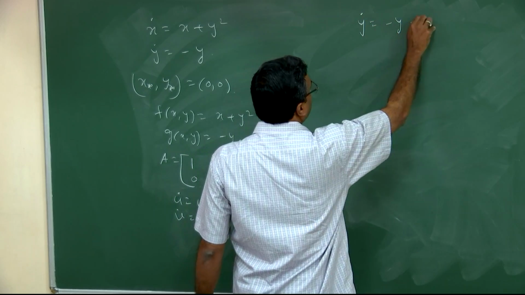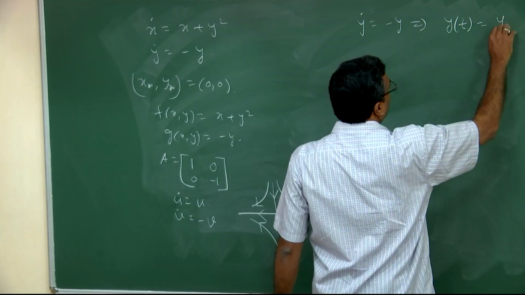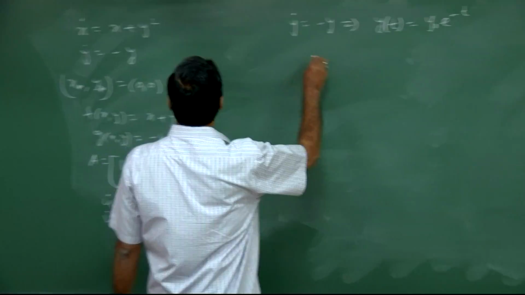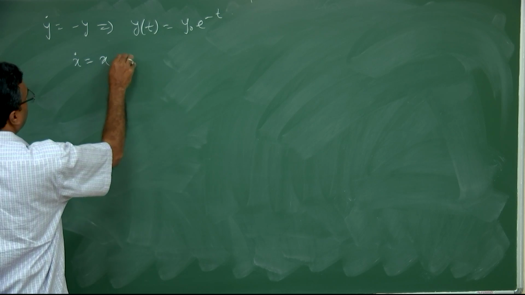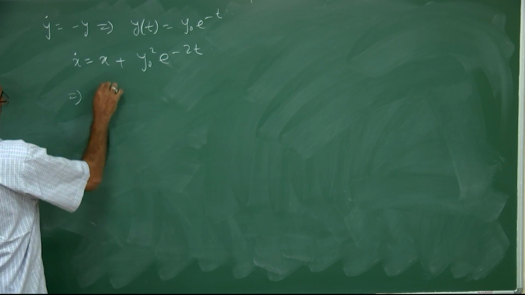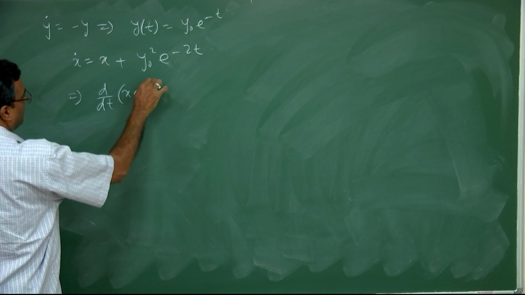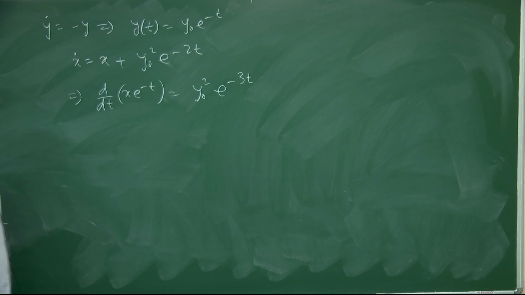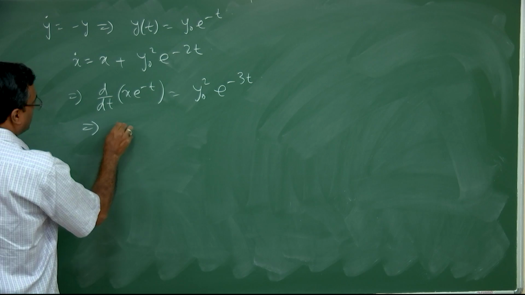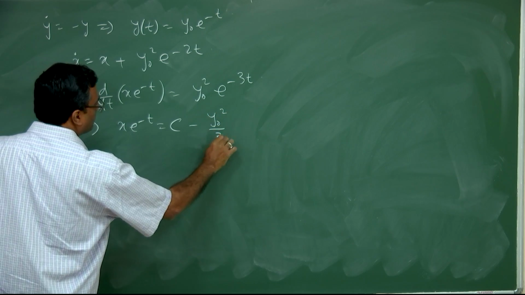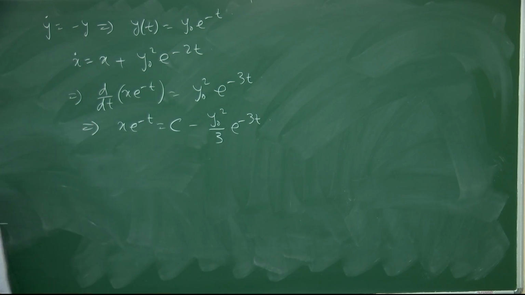y dot equal to minus y gives you the solution y(t) equal to y0 e to the power minus t. Then if you solve the first equation, that is x dot equal to x plus y0 square e to the power minus 2t, this will imply that d/dt of (x e to the power minus t) is equal to y0 square e to the power minus 3t, right. So by solving this equation you can find x e to the power minus t equal to some constant minus y0 square by 3 e to the power minus 3t.